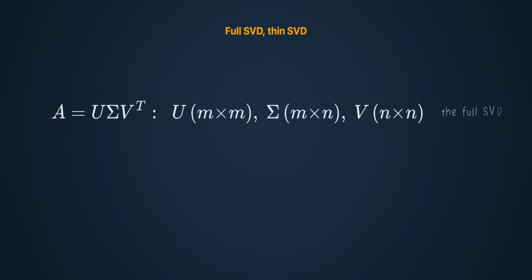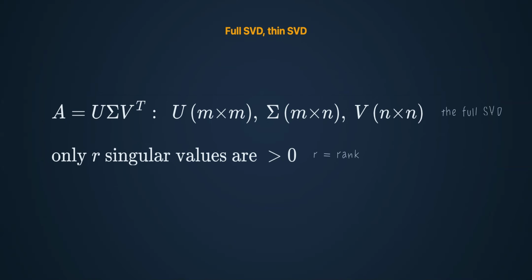One more piece of bookkeeping before the payoff. A quick word on shapes, because the worked example quietly used a shortcut. In the full SVD, U is m by m and V is n by n, both complete square rotations, and sigma is the same shape as A, but only r of those singular values are non-zero, where r is the rank. Every column of U and V past the r-th gets multiplied by a 0, so it does no work.